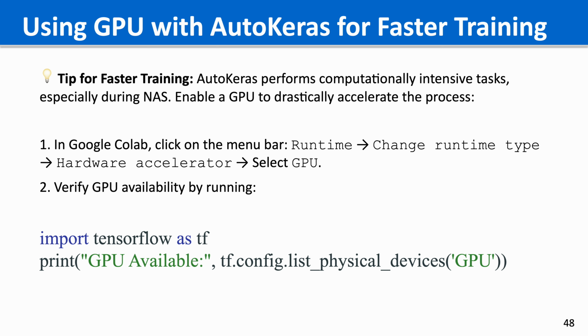Quick sanity check before we dive deeper. Make sure your runtime actually has a GPU. In Colab, open the runtime menu, choose change runtime type, and pick GPU.